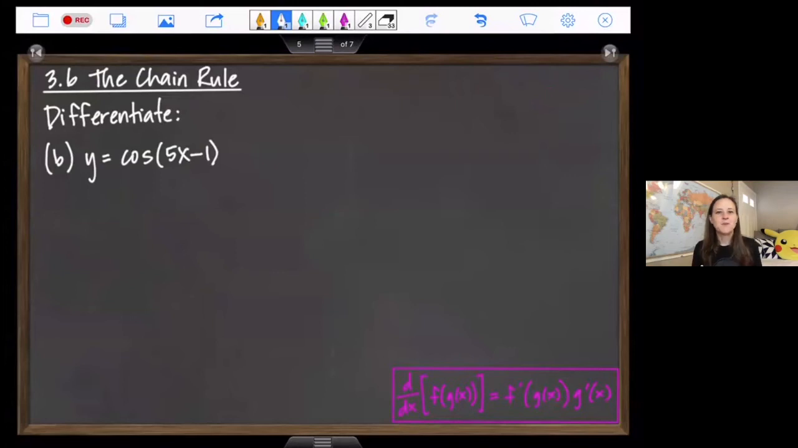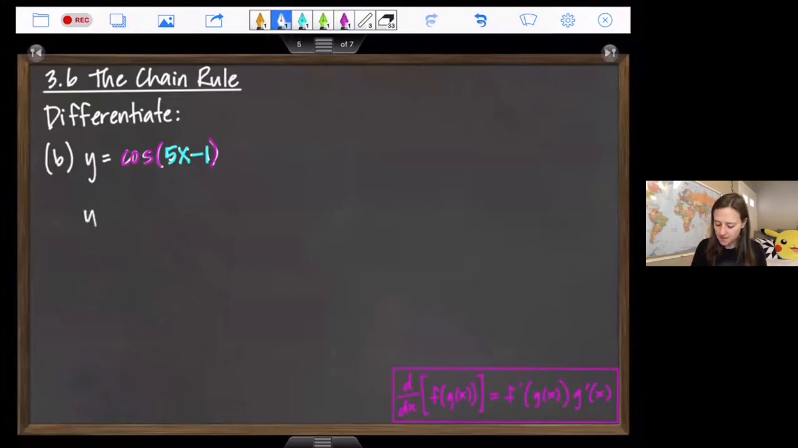I just want to do a few more examples for you in this video. We're going to differentiate cosine of 5x minus 1. And we know we need the chain rule because we can see that there is an outside function and an inside function. So we always want to identify what those are. My inside function is going to be the 5x minus 1. My outside function is going to be the cosine function. So cosine of stuff is the outside function, right?